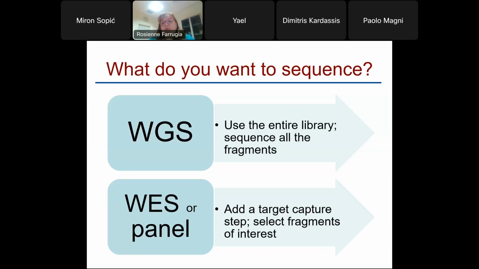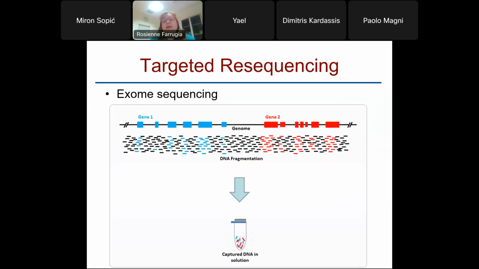For targeted resequencing, you need to add a selection step. So if we take exome as an example, we've got here a representation of two genes, one shown in blue, one shown in red. The exons are in color, the introns and intergenic regions are in black. And when we fragment our DNA, which we do by sonication, you get a lot of random fragments, some of them coming from exons, some of them coming from introns. And if you only want to capture the exon bits, you need to go through a step of enrichment.